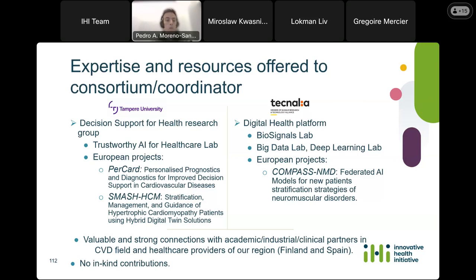So we are seeking to integrate in a consortium that is keen on leveraging trustworthy AI to make a major step forward in the clinical management of cardiovascular and heart diseases. And we are excited to work with partners or consortiums to bring this vision to reality. So thank you for your attention, and we look forward to the opportunity to discuss further collaboration.